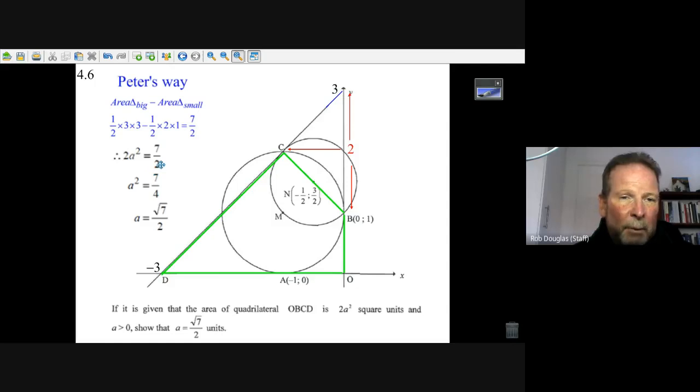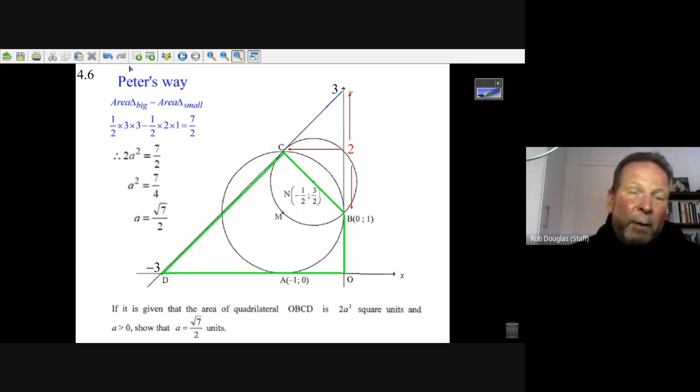Well, if we divide both sides by 2, we get a squared is 7 over 4. And then if we take the square root of both sides, we get a equals root 7 over 2. And if a is greater than 0, there'd be 2 answers, plus or minus. If we take the positive one, it must be root 7 over 2. And that's what we were supposed to show, that a is root 7 over 2 units.